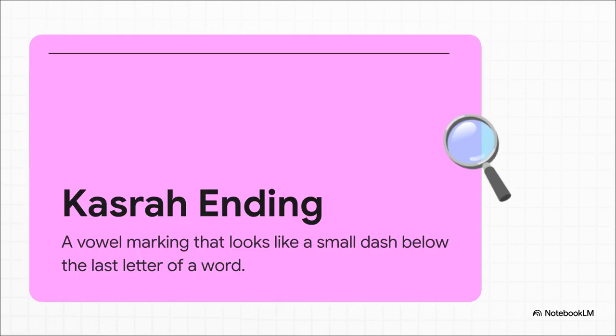Now, clue number 3 is all about location, location, location. It's a tiny dash called a kasra. And the key thing to remember is its position. You will only find it underneath the last letter of a noun. If you see that dash down below, you've got yourself a noun. It's as simple as that.